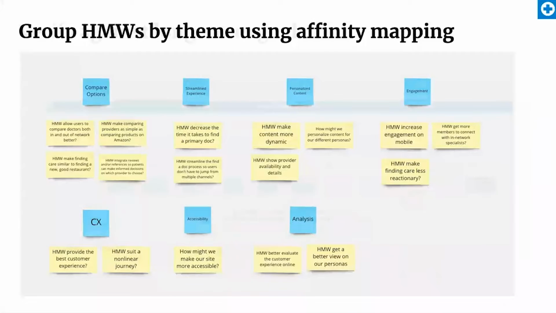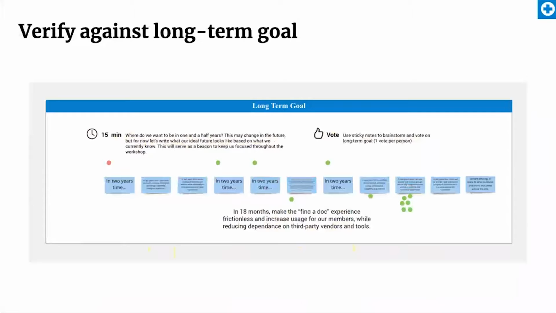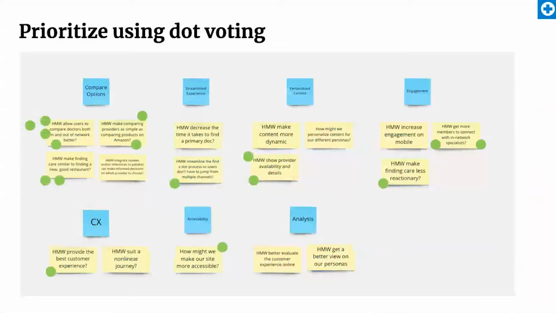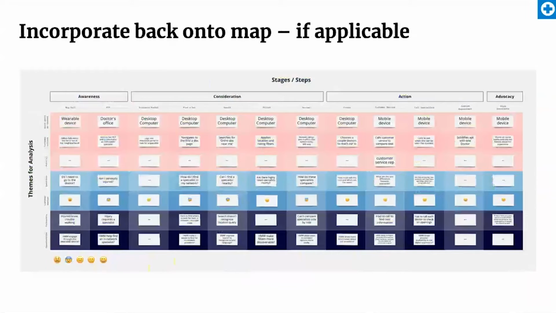An activity that we often start with in workshops before reviewing the journey map is an exercise called the long-term goal, where we ask participants where they want to be in 2 years' time. After grouping the how might we questions by theme, we ask participants to review the long-term goal and think about which how might we would be most useful in helping them reach it. Then we give them each a group of dots and ask them to vote on the most promising how might we questions that would get them closer to their goal. We discuss the results as a group and incorporate the most voted how might we questions onto the map.